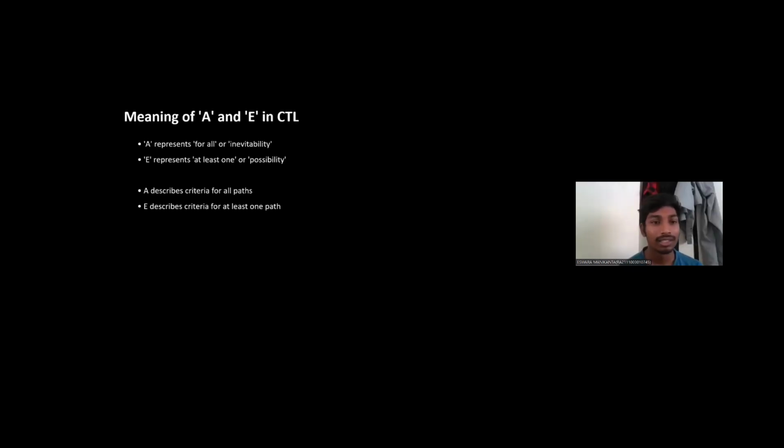Let's see the special symbols in CTL. Here, A represents for all, or inevitability. E represents at least one, or possibility. A describes criteria for all paths. E describes criteria for at least one path.